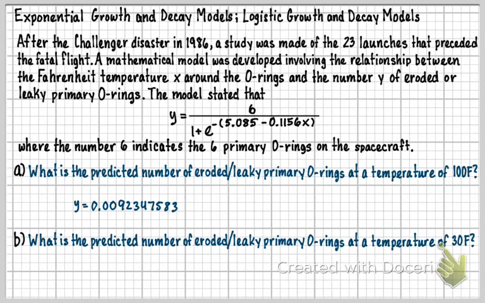So that tells me when I plug in 100, I get such a small number there. Now I'm going to plug in 30. That 30 is going to go where x is. And that gives me 5.00628865. So that tells me there are over 5 O-rings, or about 5 O-rings, that are eroded or leaky.